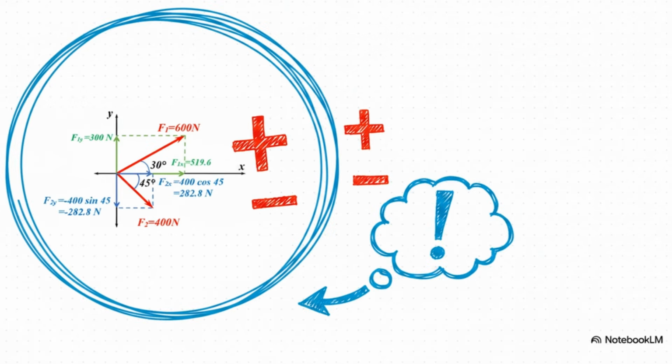The x component is 400 times cosine of 45 degrees. But, and this is where you have to be so careful, the y component is pointing down into the negative y direction. So F2y is negative 400 times sine of 45 degrees, which gives us negative 282.8 newtons. Getting your signs right is everything.